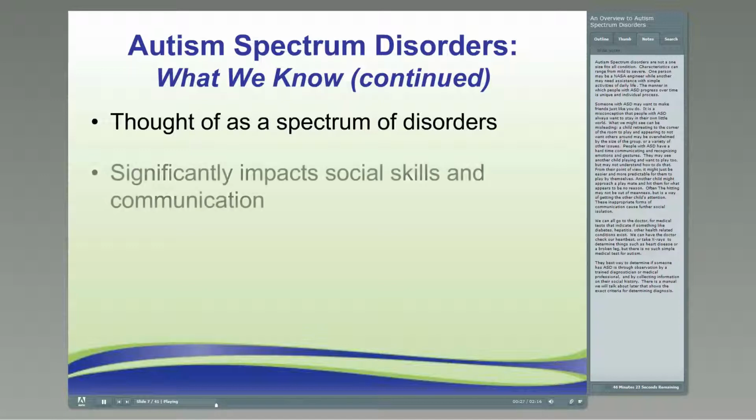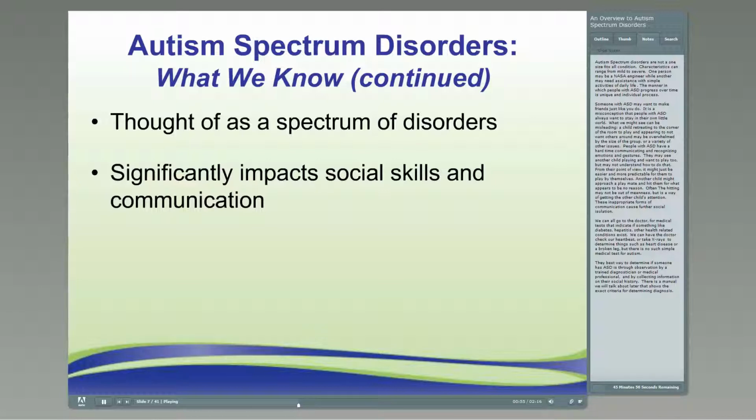Someone with autism spectrum disorders may want to make friends just like you do. It's a misconception that people with ASD always want to stay in their own little world. What we might see can be misleading. A child retreating to the corner of the room to play appears to not want others around, but may be overwhelmed by the size of the group or not know how to join the fun.